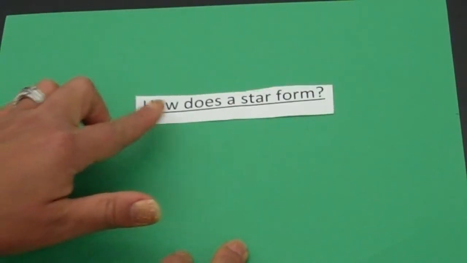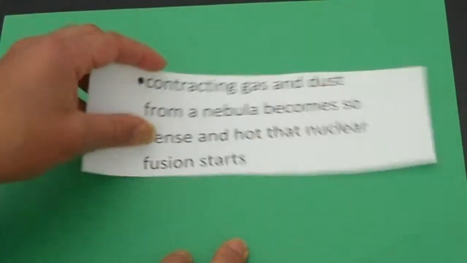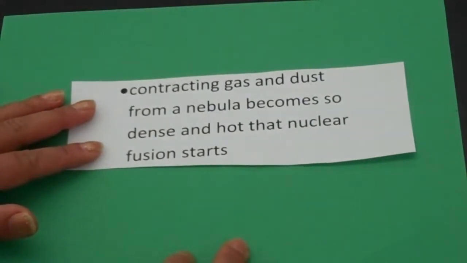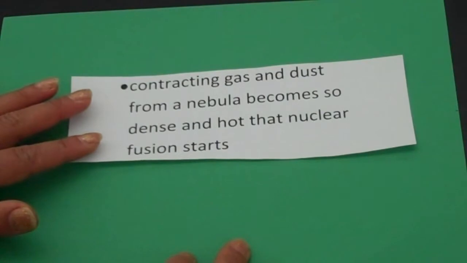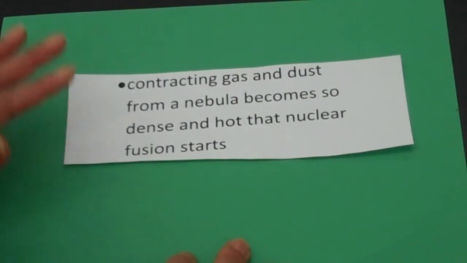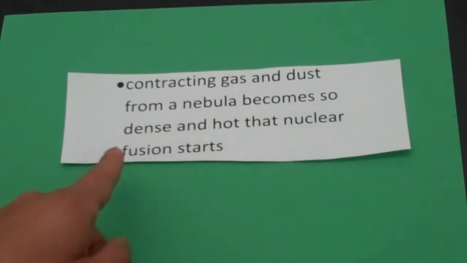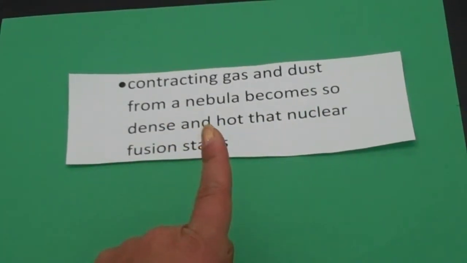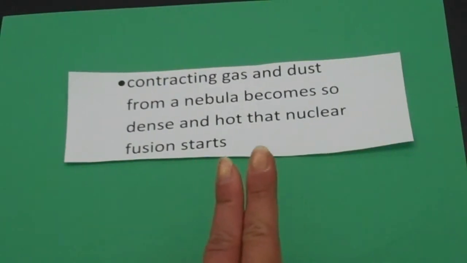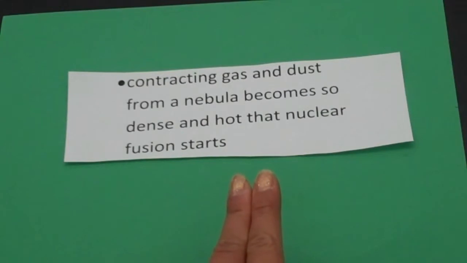Okay, let's write that down. How does a star form? Contracting gas and dust from a nebula becomes so dense and hot that nuclear fusion starts. Okay, so when we talked about nuclear fusion in the other lesson, when we talked about the sun, nuclear fusion is when you have one hydrogen and another hydrogen, and they fuse together, and all that fusion releases a tremendous amount of energy, and you have a new element called helium, and that's the fuel.